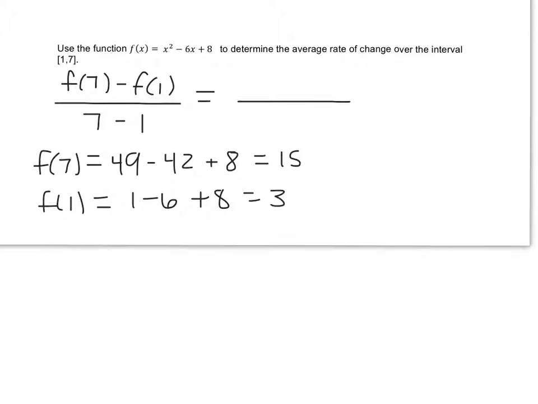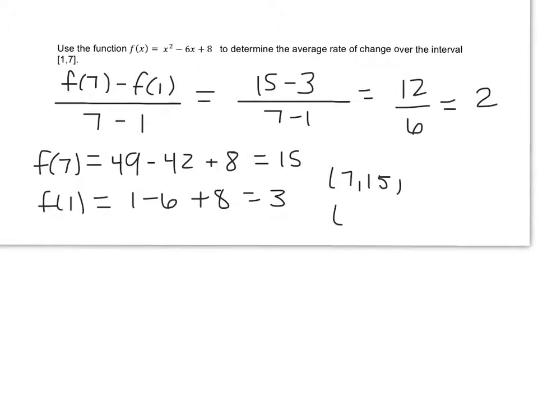So plugging those into the average rate of change, we have 15 minus 3 over 7 minus 1. So we get 12 over 6, which is 2. Again, if we were to think of these as points, we would have gotten the point 7, 15 and the point 1, 3. The line going through those 2 points would have a slope of positive 2. It would be increasing and it would go up 2 and to the right 1.